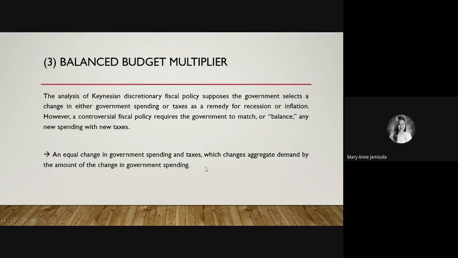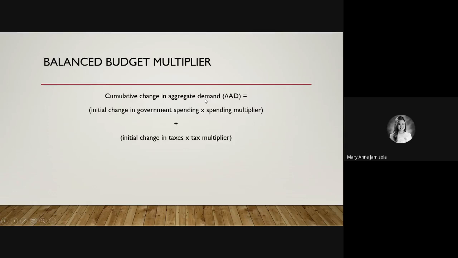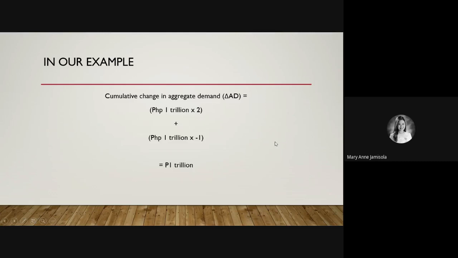So the cumulative change in aggregate demand is equal to initial change in government spending times spending multiplier plus the initial change in taxes times tax multiplier. Again, kaning sa balanced budget multiplier, this is a combination of the change in spending and taxes. Gi-combine na nato. That's why the term there is a change in aggregate demand is cumulative change.